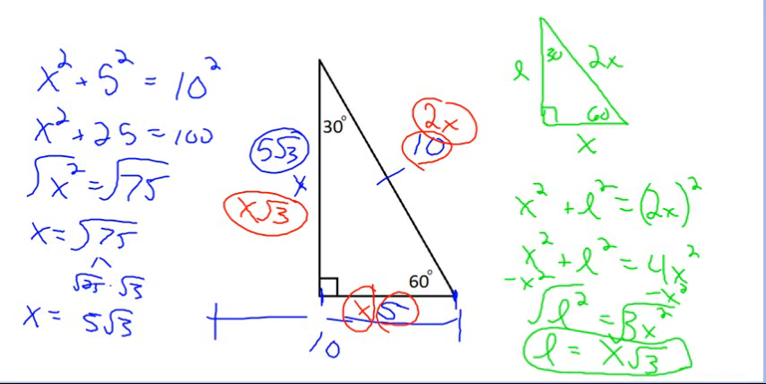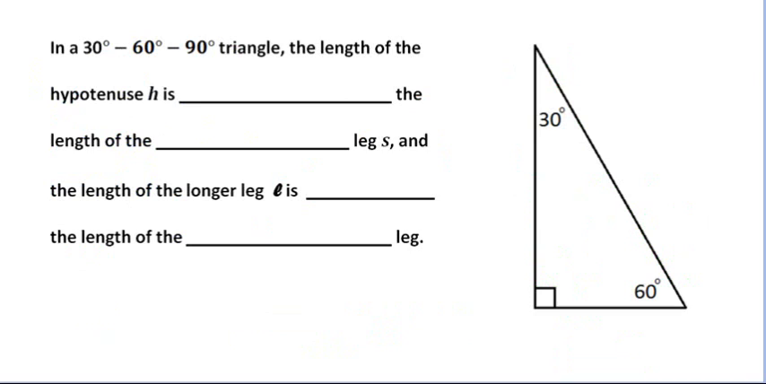So the length is always the square root of 3 times more than the short side. So that leads us to our properties for 30, 60, 90 triangles. In a 30, 60, 90 triangle, the length of the hypotenuse, H, is always going to be 2 times the length of the short side, or the short leg, I'll say, which they call S, and the length of the longer leg, L, is going to be the square root of 3 times the length of the shorter leg.